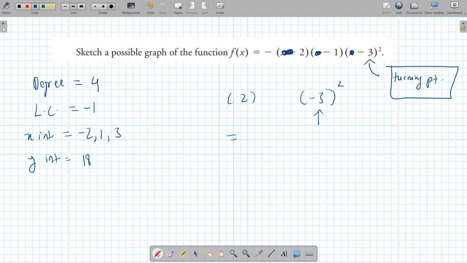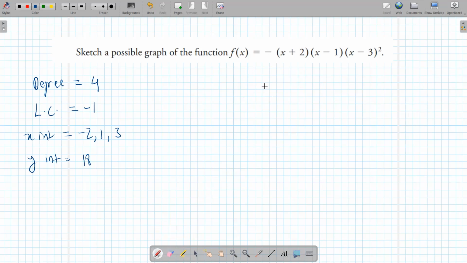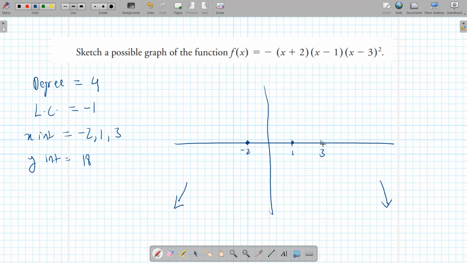All right, so now we can fill in all the dots. Pretty simple. Leading coefficient negative, degree 4 means it starts in quadrant 3, ends in quadrant 4, okay? There's an x-intercept at -2, there's an x-intercept at 1, and then there's an x-intercept at 3, like that. And then we know the y-intercept is 18, somewhere up there.